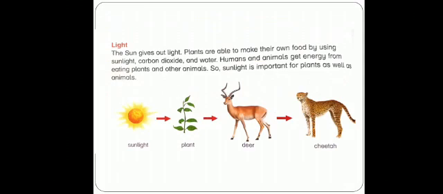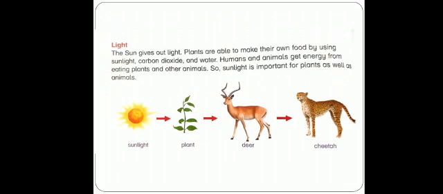As I told you earlier, plants absorb which gas? They absorb carbon dioxide and give out oxygen. So, the plants require sunlight, carbon dioxide, and water to make their food by the process of photosynthesis. The process by which plants make food is called photosynthesis. So humans and animals get energy from eating plants and other animals. How do we get energy? Of course, we get energy from animals and plants.